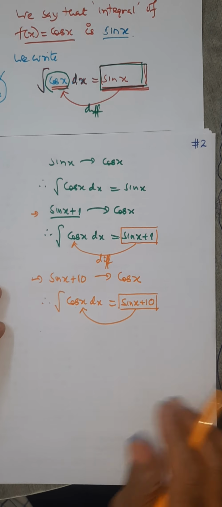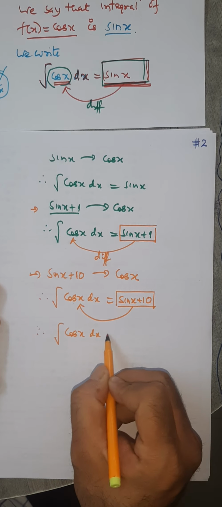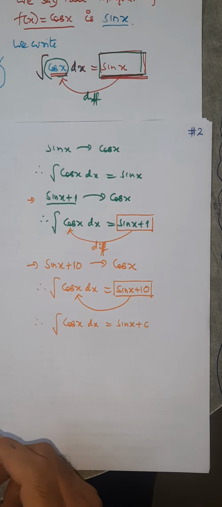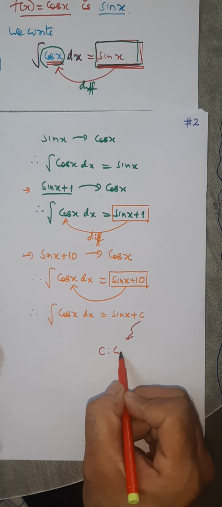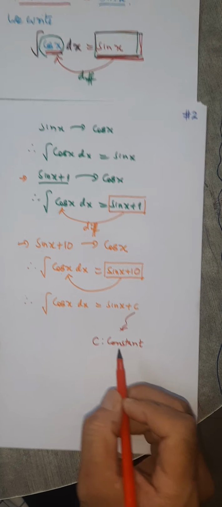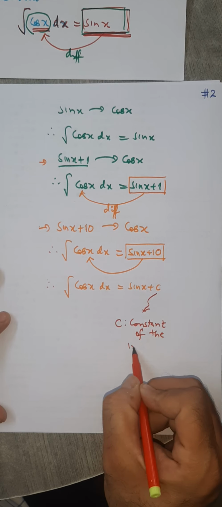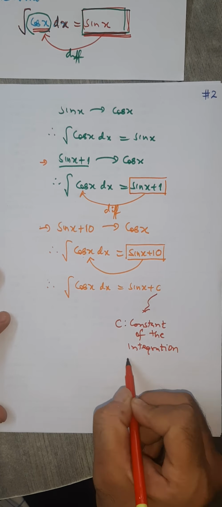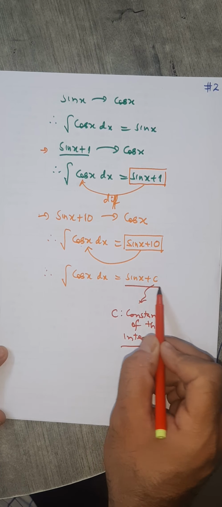Fine. So in general, the integral of cos x equals not only sin x but sin x plus some constant c. So always in integration, when we write the answer, we write the plus c. Here c is called the constant of the integration. So in the integration procedure, in the antiderivative procedure, when you write the integral of some function, we always write the plus c, remember.